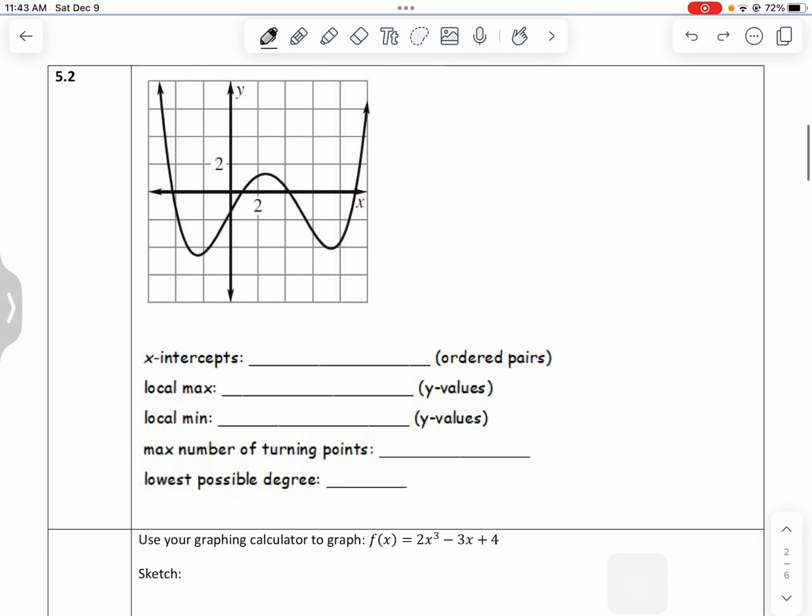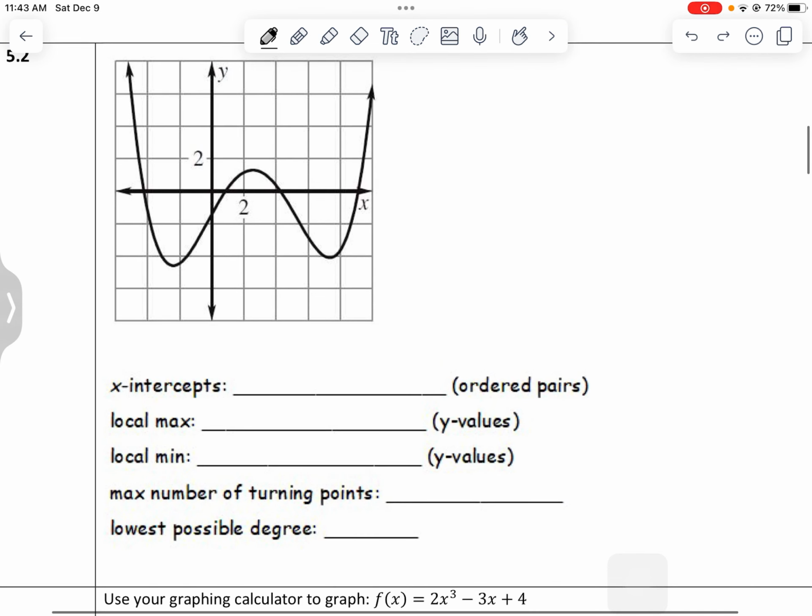All right, more on that in 5.1. Then we talked about analyzing graphs and end behavior. So we looked at estimating x-intercepts and maximum, minimum values. So when we're looking for x-intercepts, we want to list them as ordered pairs like x, y, and we're just going to estimate these values.